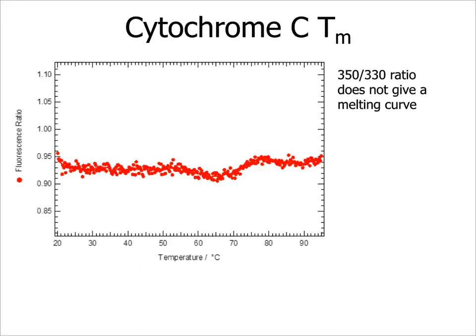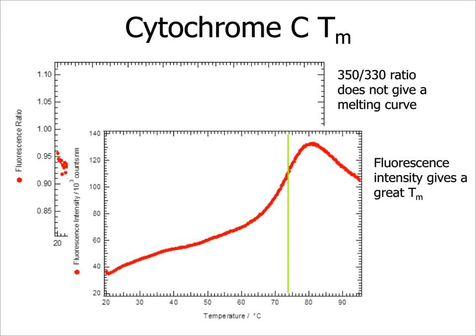We look at the example of cytochrome C. We see that if we try and follow a shift in the peak, in this case we're using a ratio between the intensities at 2 different wavelengths, 330 and 330 nanometers, we don't get a very good melting curve. But if we look at the intensity distribution, we see a very clear transition and get very high reproducibility and accuracy on our melting transition.